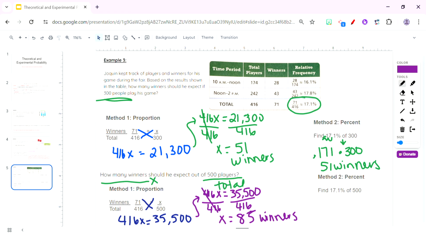Okay, and then the second method that you could do is, again, you could find 17.1% of 500. So now your total is 500. So we would move this 2 places to the left, so we would use 0.171, of means multiply by 500. So 0.171 times 500, and that gets us the same thing, about 85 winners.